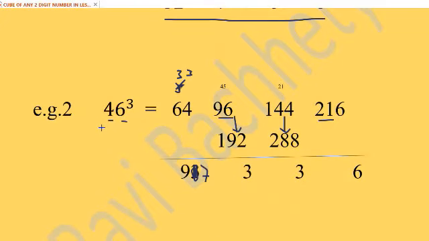So now we'll do the cube of 46. Okay, let us start. Cube of 4 is 64, right? As we did in the last question. Cube of 6 is 216. Then 4 square is 16, 16 6s is 96. 6 square is 36, 36 4s is 144.